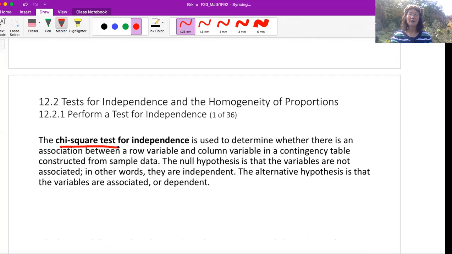The chi-square test for independence is used to determine whether there is an association between a row variable and a column variable in a contingency table. The null hypothesis is that the variables are not associated. Not associated is the same as independent. The alternative hypothesis is that the variables are associated or dependent.